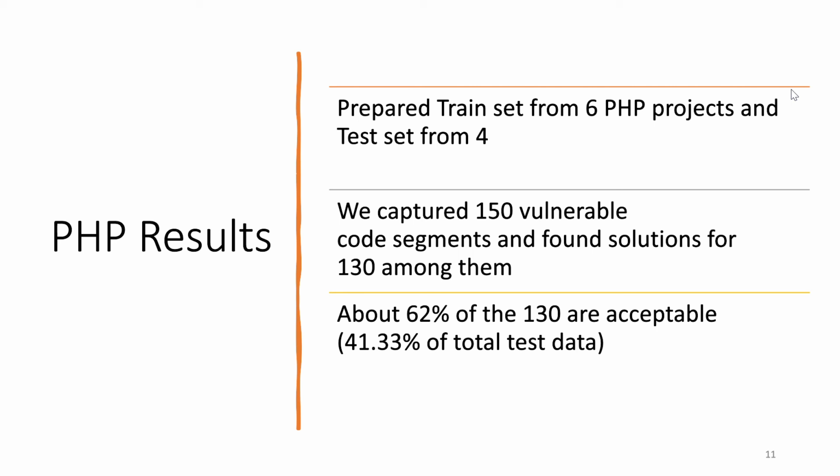For PHP, we used 6 projects for training and 4 projects for testing, and we worked on 151 vulnerable queries, of which we found solutions for 130 of them. But this time only 62% of the 130 were acceptable because of the smaller training dataset. Actually, if we could train on a bigger dataset, these results would obviously improve.